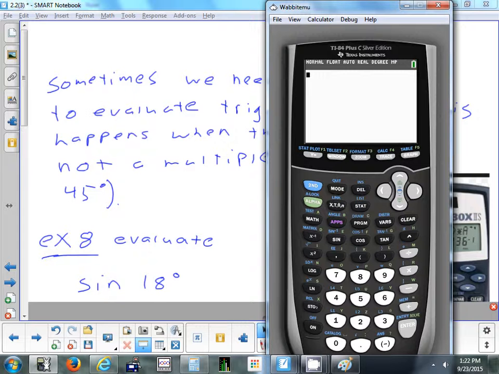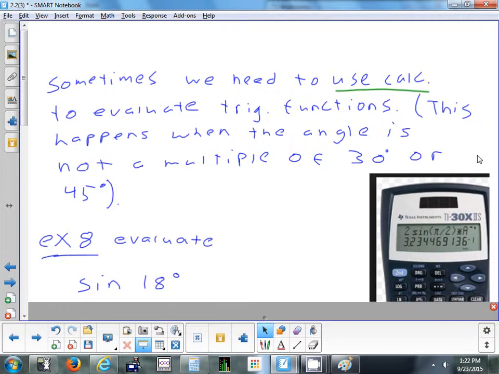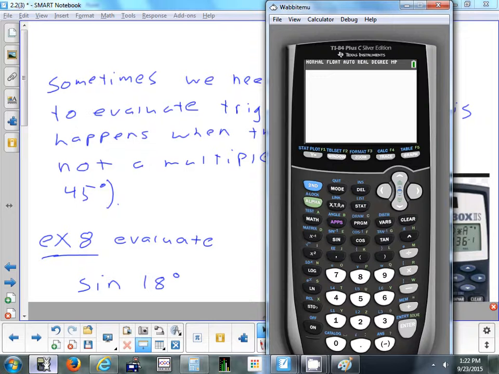Depending on your calculator, it'll change how you type it in. On the TI-30s, or a graphing calculator, the way you type it in, hit sine first, then hit 18, and then hit enter. You should have gotten 0.309. How many people got 0.309? Most people? Okay, good.